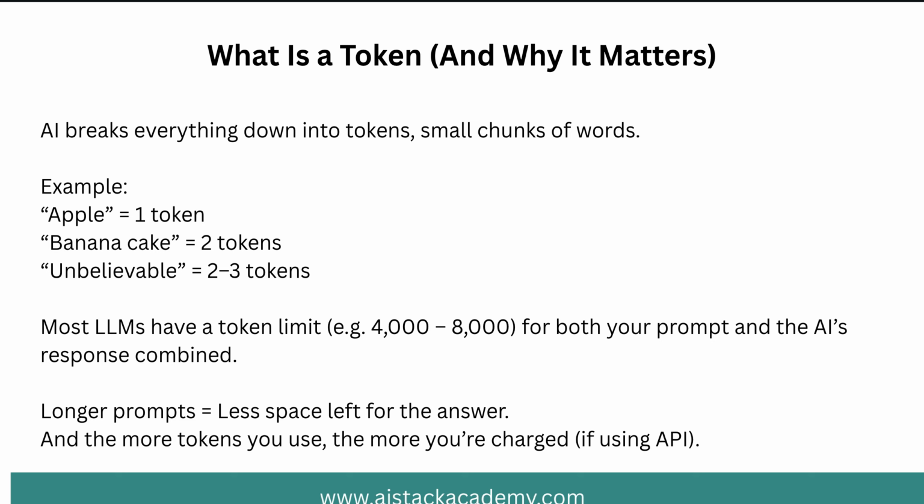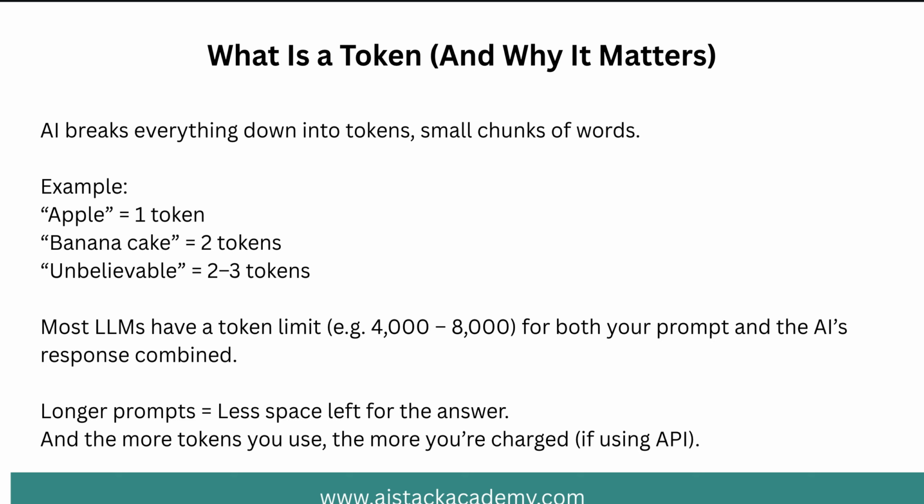For instance, apple is 1 token, banana cake is 2 tokens, unbelievable is 2 to 3 tokens depending. Maybe it might identify un as 1 token, believe as 2 tokens, and able as 3 tokens. I am not saying this is what goes on. I'm only saying it breaks things down into tokens. And for unbelievable, it might identify it as 2 to 3 tokens instead of the one word that it is. So when you send a prompt to an LLM, the AI doesn't just see sentences. It sees tokens.